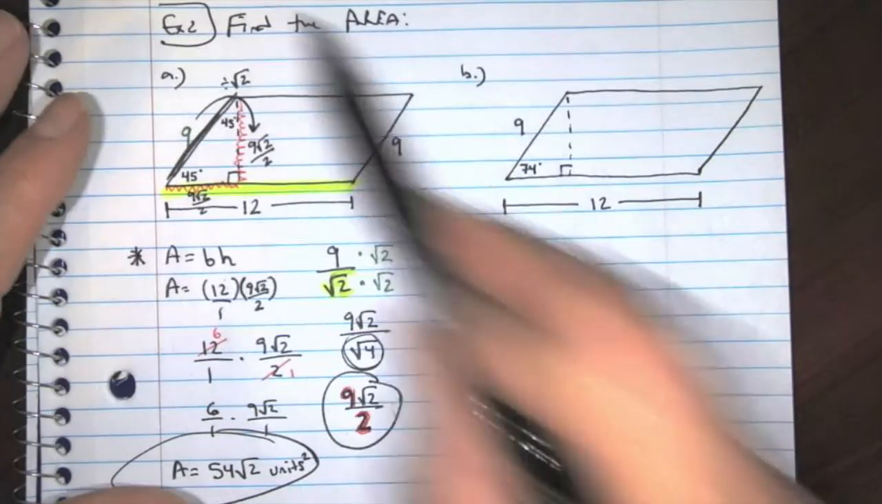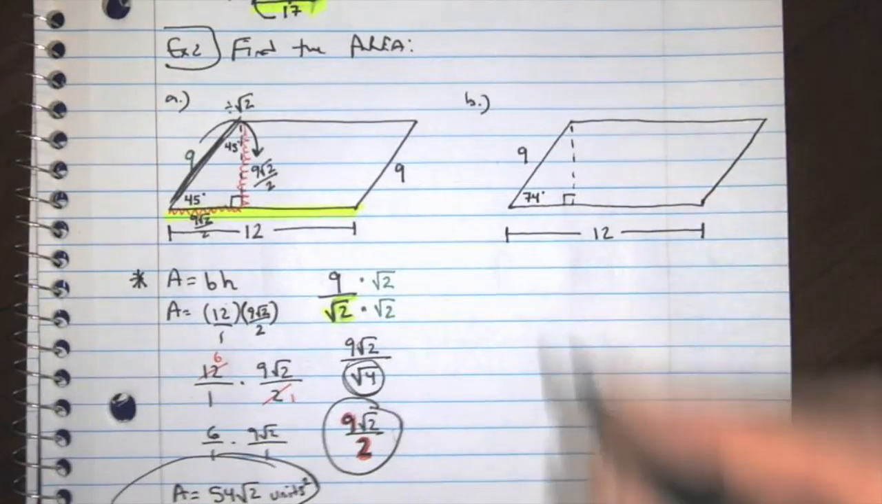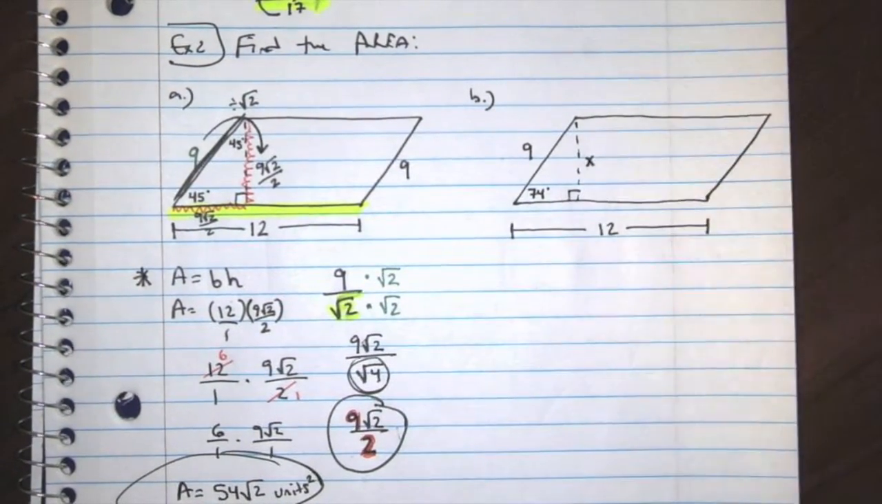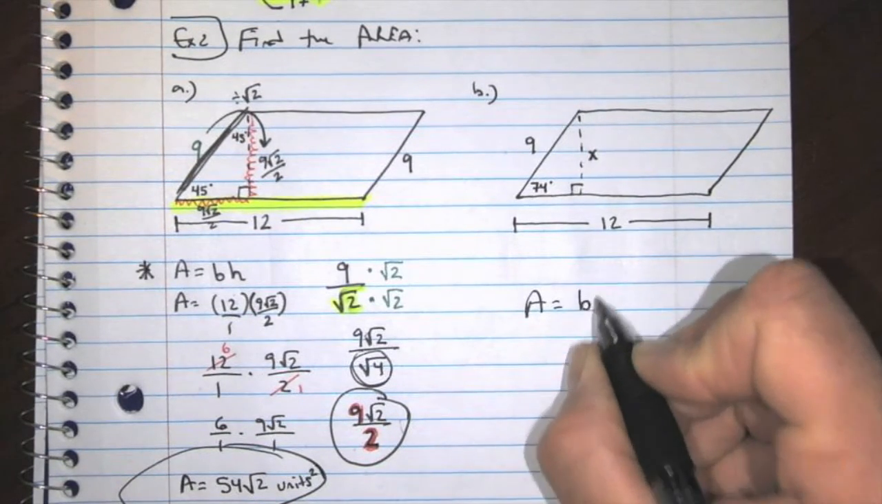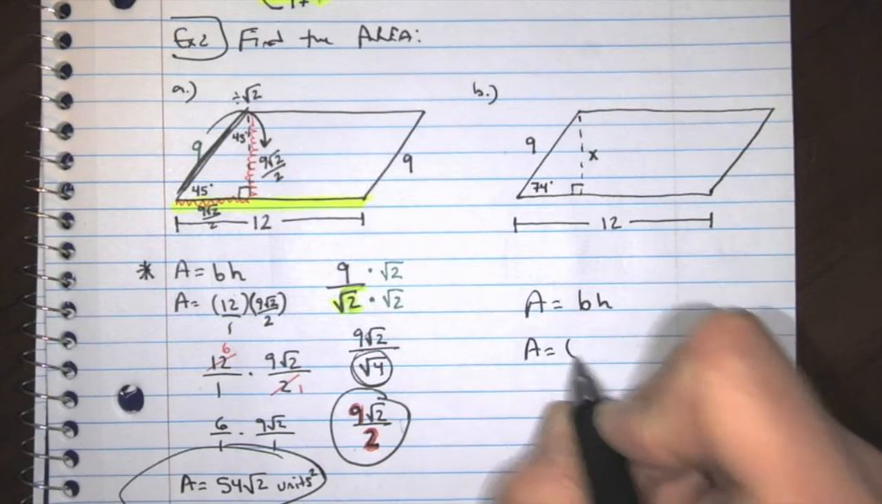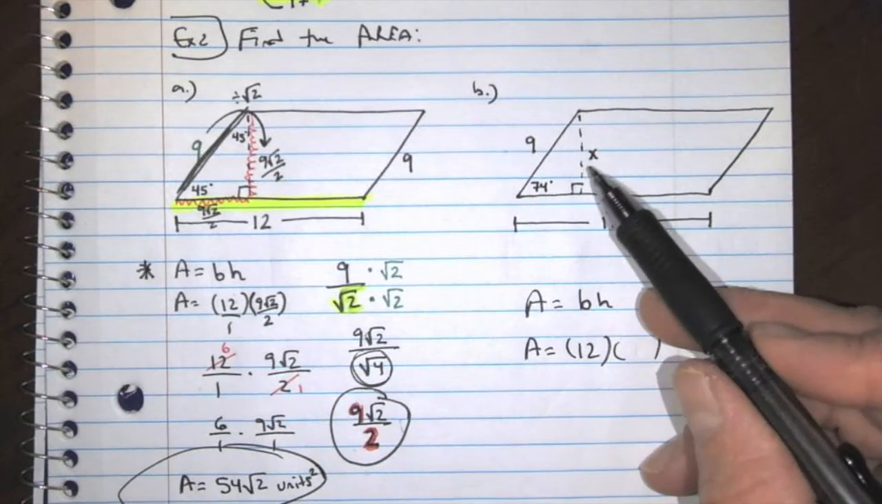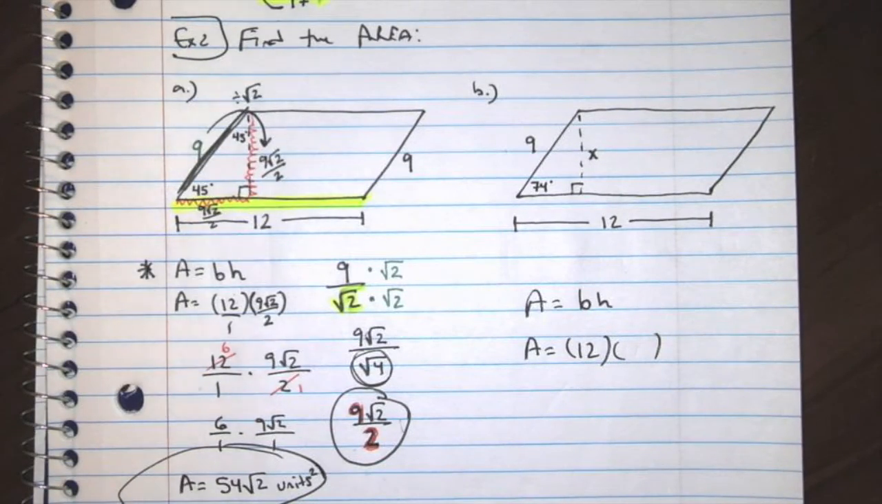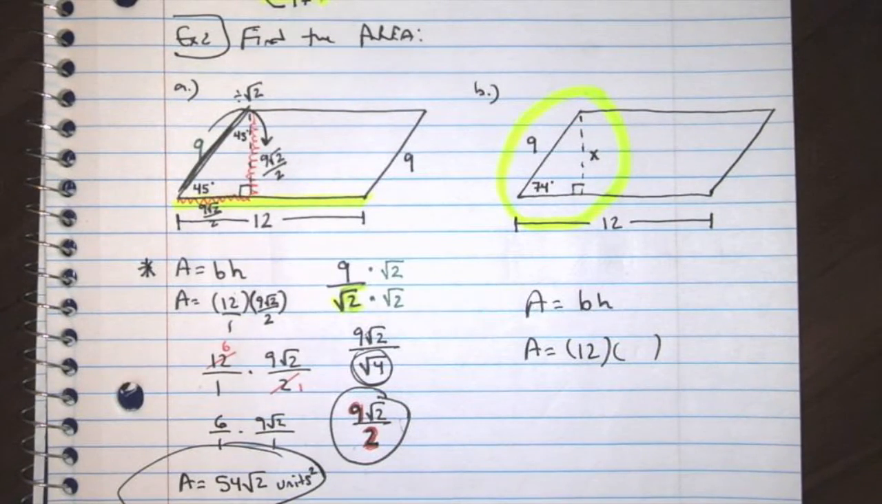I could have used a 30, 60, 90 triangle here, but I wanted to use a different number. I want to see if you guys remember this. We need to find the height. Once again, I have to find the area of this parallelogram. Area equals base times height. Base is 12. Height, I don't know. It's not 9, but we need to figure out the x. Does everybody remember how to solve for x on a right triangle like this?